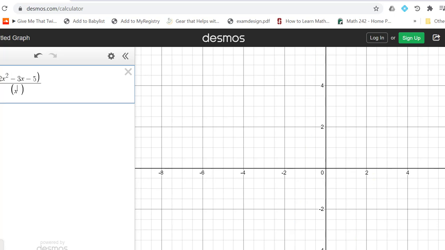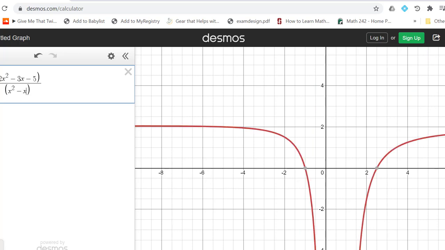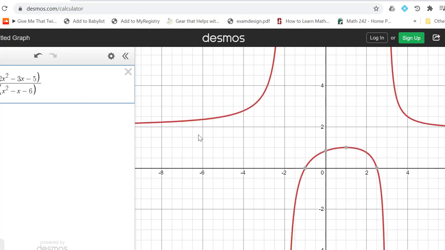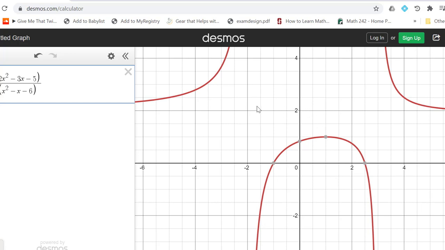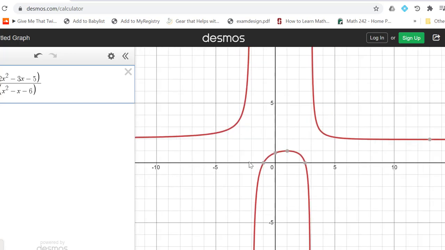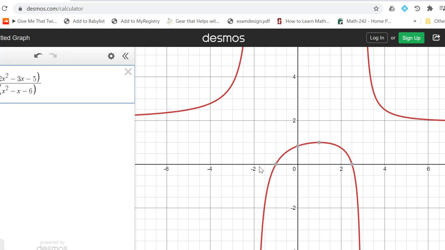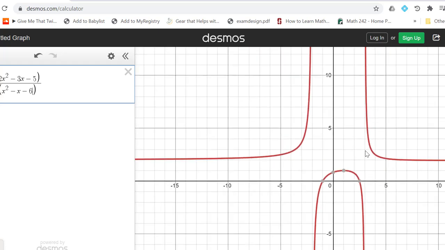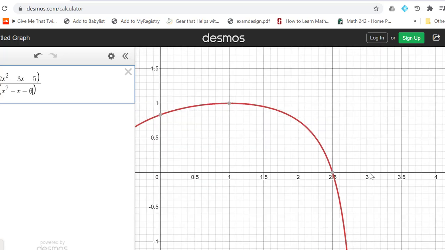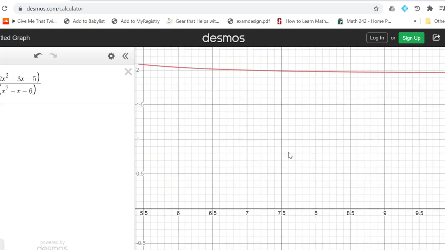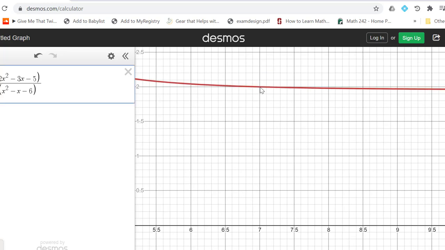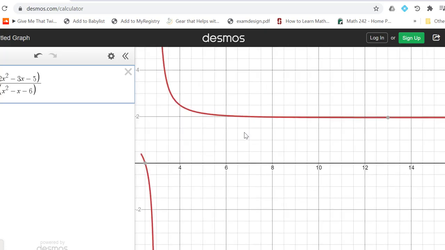So we see our horizontal asymptote chilling out at 2. Looks good. We see we have what looks to be a vertical asymptote at x equals -2, and another asymptote looks like it's happening here at 3. And let's see what happens at 7. Should be at 2. Yeah, at 7 we're at 2, so we found the right intersection point like we thought.